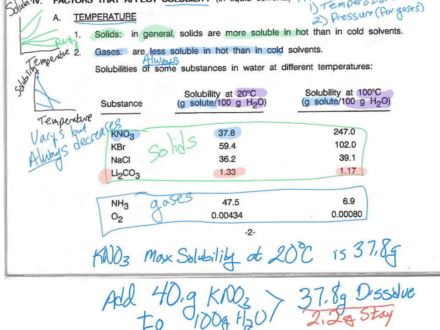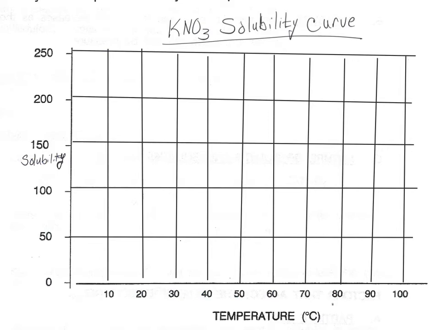But if the temperature is raised to 100 degrees Celsius, we see that now 247 grams of KNO3 will dissolve, and so that same 40 grams will be completely dissolved. Now let's look at what we can do with those numbers. So this is the format for a solubility curve. We're going to be looking specifically at KNO3.